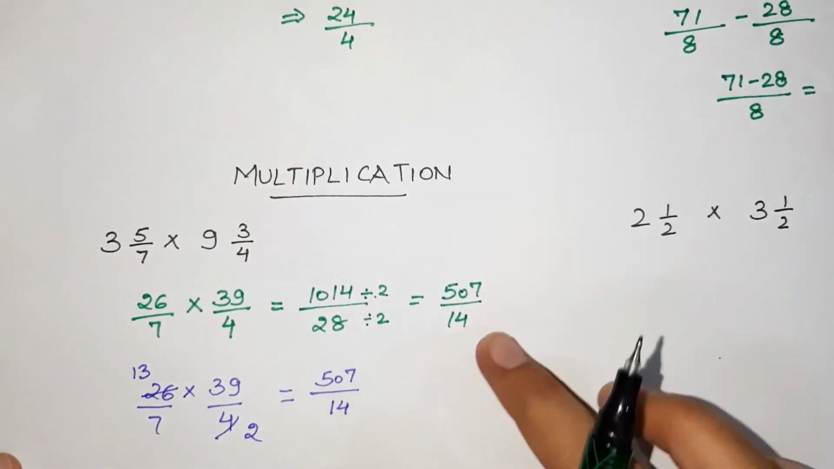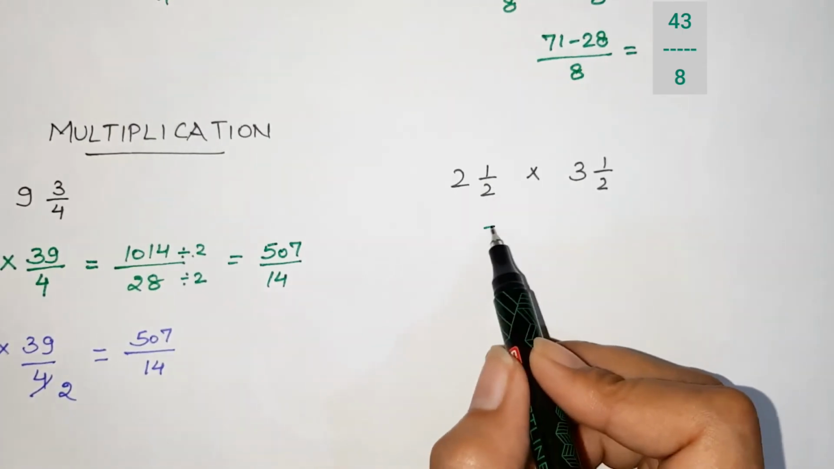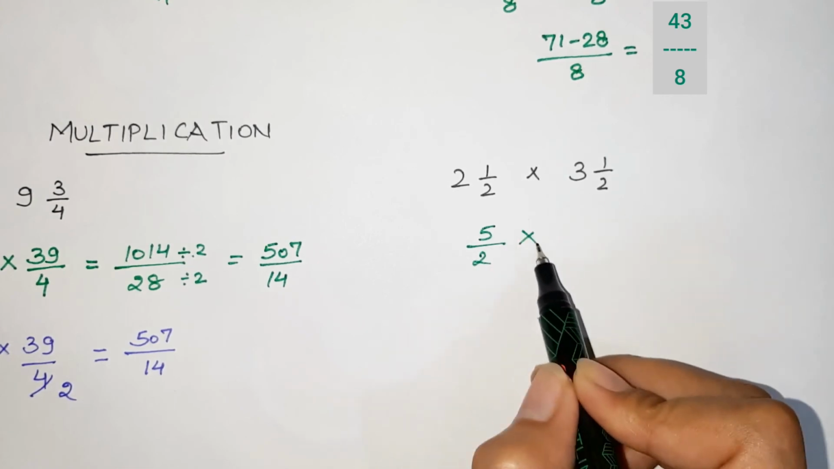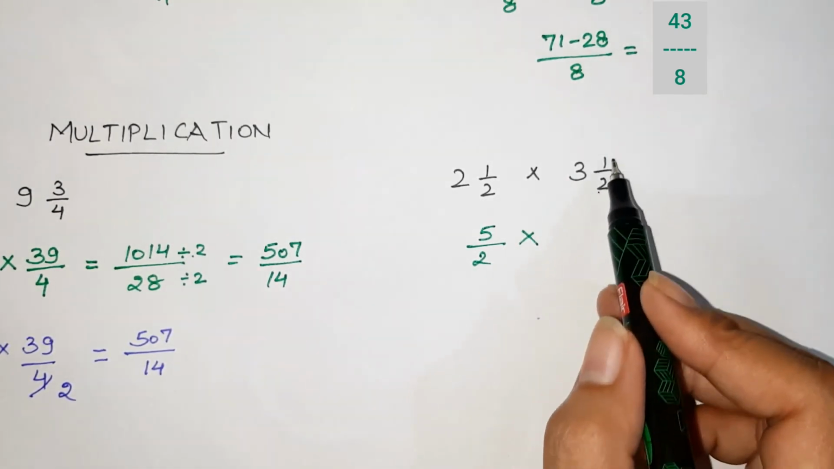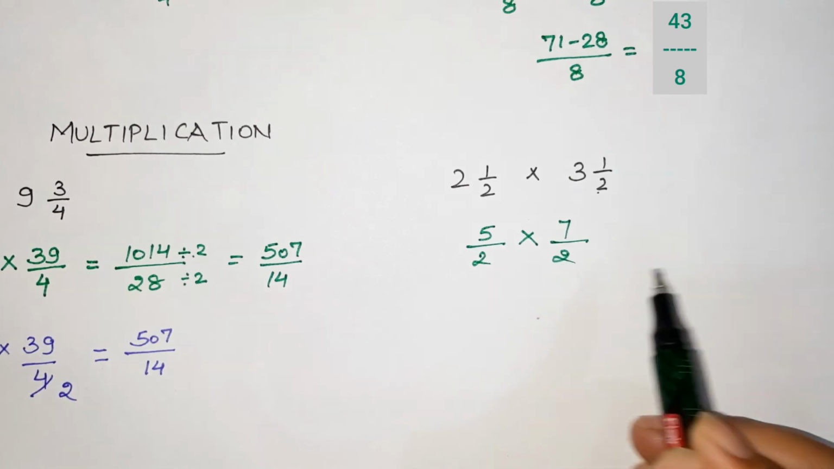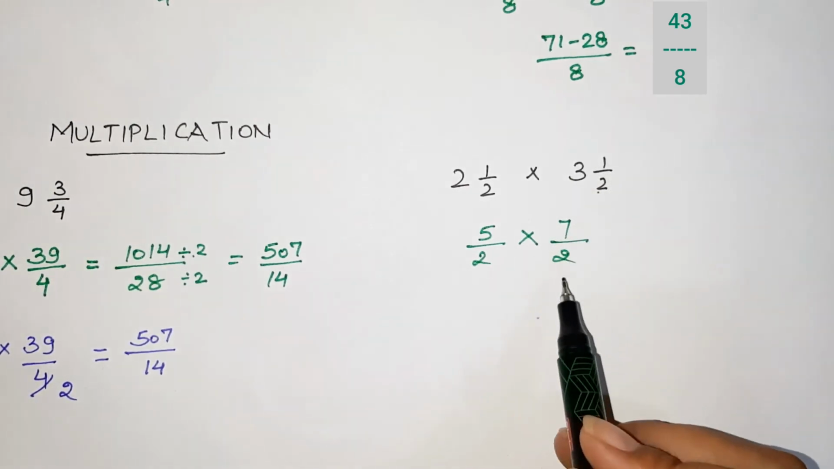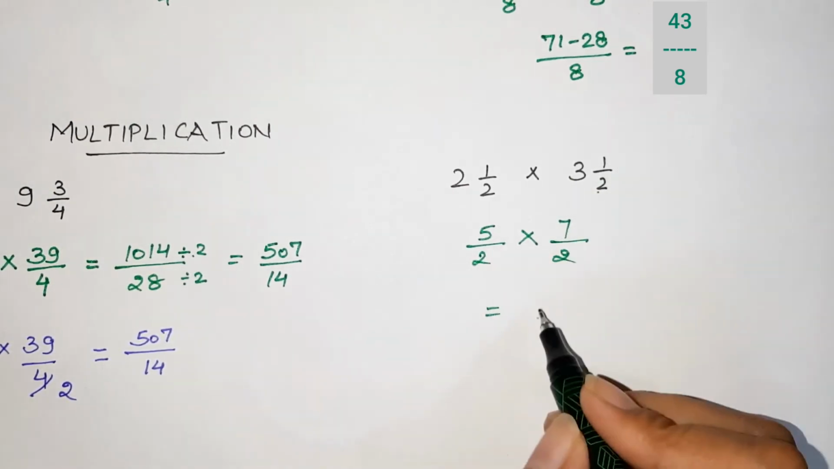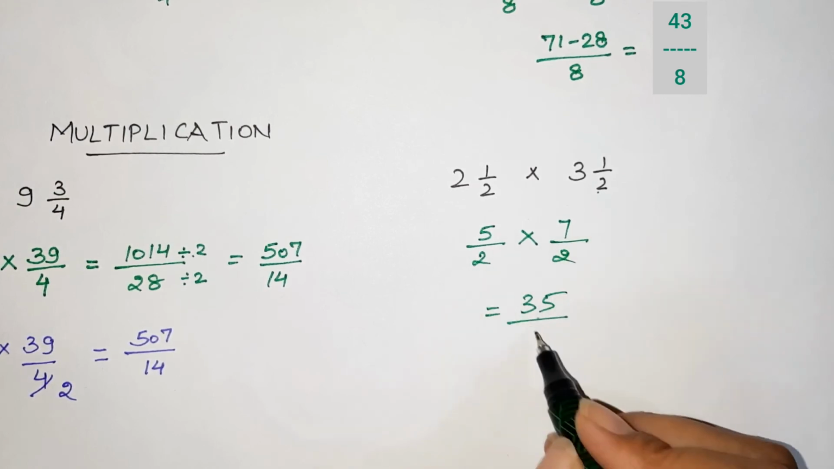So our answer is the same. 2 2s are 4 plus 1, 5, into 2, 5 by 2. 3 2s are 6 plus 7 plus 1, 7, 7 by 2. 5 7s are 35, 2 2s are 4.